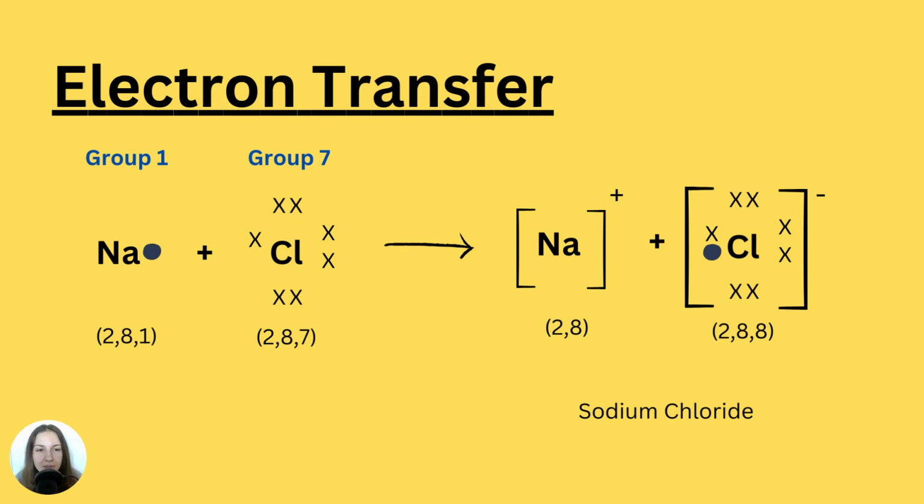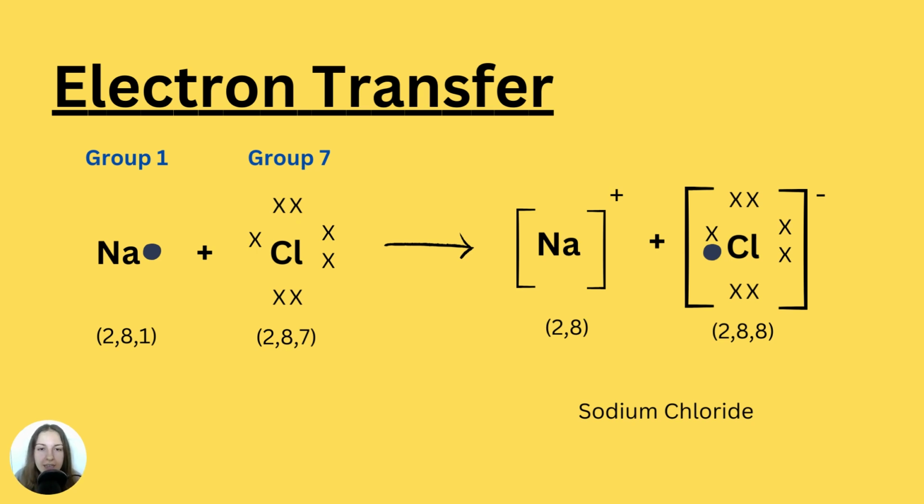So the sodium can donate 1 electron and become stable, and that chlorine can gain and accept that electron and become stable too. So if we react these two atoms together, we get 2 ions, and we have what we call ionic bonding. Because they have opposite charges, they are attracted to each other. So they form this ionic compound, such as sodium chloride or salt.